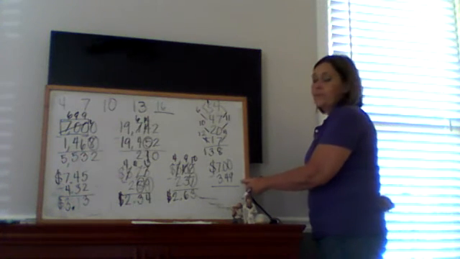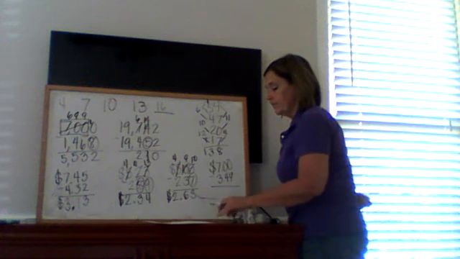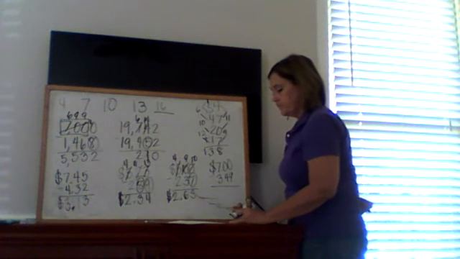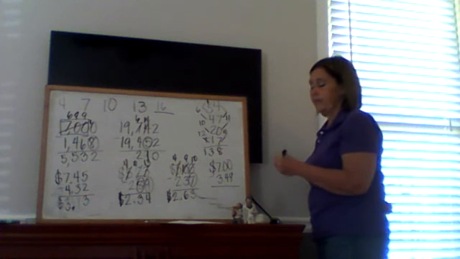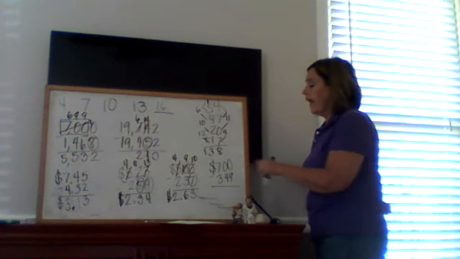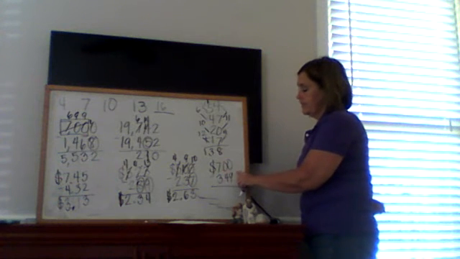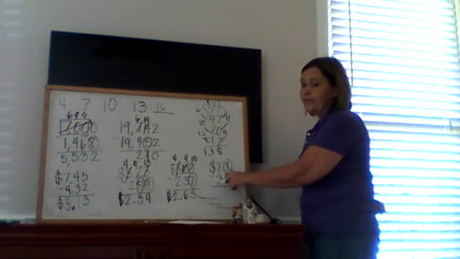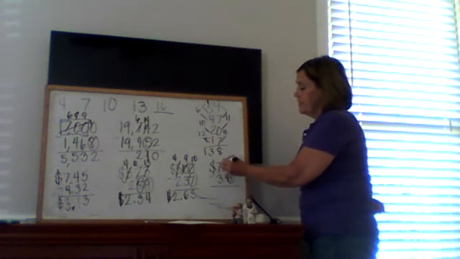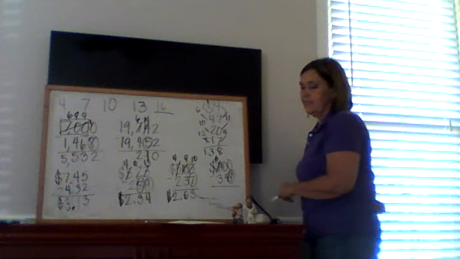Now you try this one on your own. $7 take away $3.49. Stop the video, and when you're done, turn it back on. Again, we're subtracting money across 0 cents. And the bottom is bigger, but I can't borrow a dime if there is no dime. So I'm going to borrow a whole $1, and that makes 100 cents.